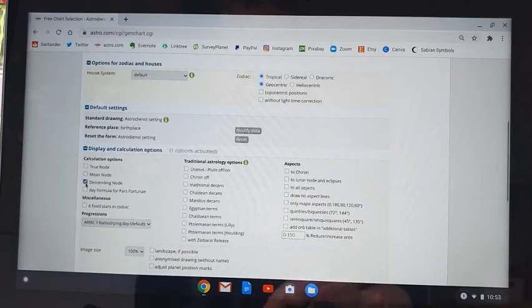I always tick descending node so that you can see it, otherwise it doesn't show. I mean, it's exactly opposite the north node, but for me, it always helps when it's visually there. I don't have to think and try to work it out. And then aspects to Chiron. If you particularly don't care for Chiron, then don't do it because it will only confuse you. You'll have too many lines and it will just look too busy.